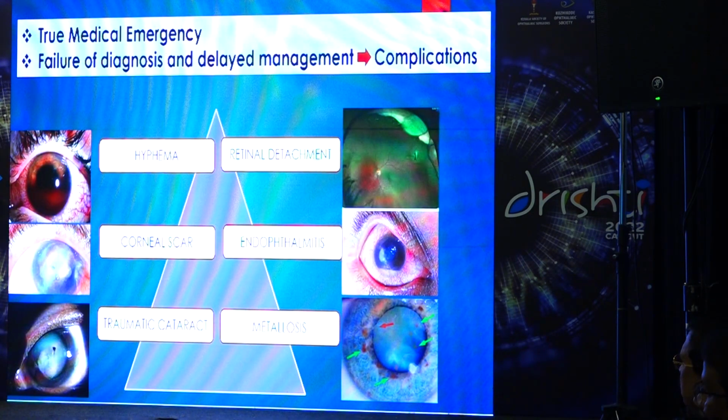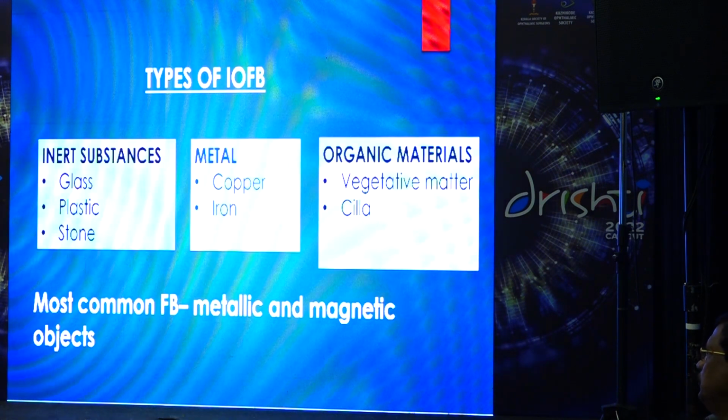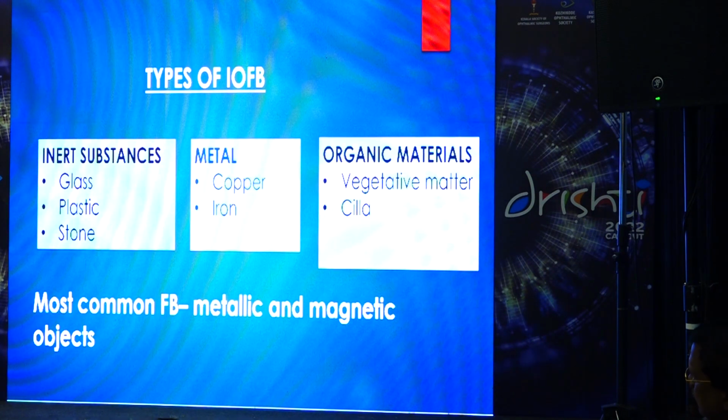Failure of diagnosis and delay in management can often result in complications like hyphema, corneal scar, traumatic cataract or subluxation, retinal detachment, retinal dialysis, endophthalmitis, and metallosis like siderosis or chalcosis. Describing the types of intraocular foreign body, we have inert substances like glass, plastic, stone. We have metals like copper or iron. We have organic materials like vegetative matter, cilia, or even caterpillar hair. The most common foreign bodies are metallic and magnetic objects.